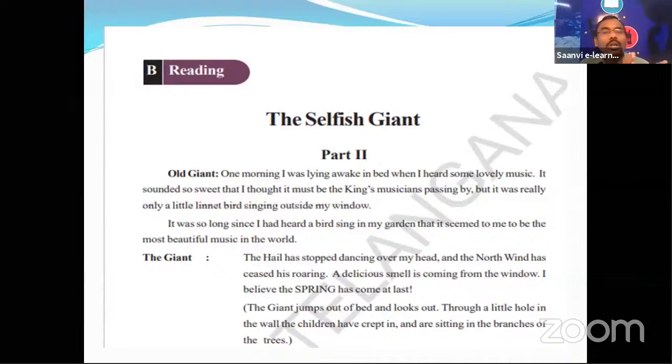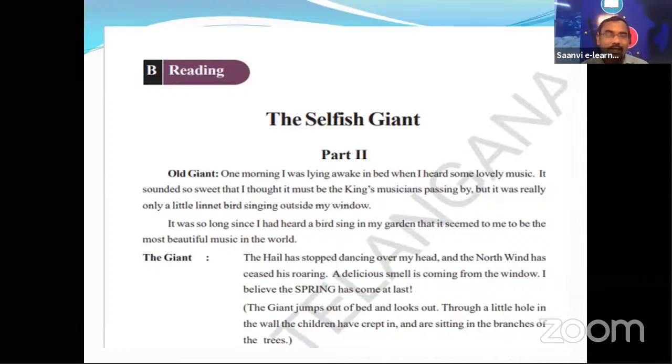The children were not able to walk in. They crept in. Crept in means moving with the help of your hands and knees. So a small hole is there. Through that hole, the children entered the giant's garden. Through a little hole in the wall, the children have crept in and are sitting in the branches of the trees. The children climbed up the trees and they were sitting on the branches of the trees.